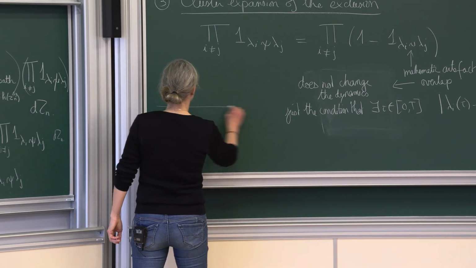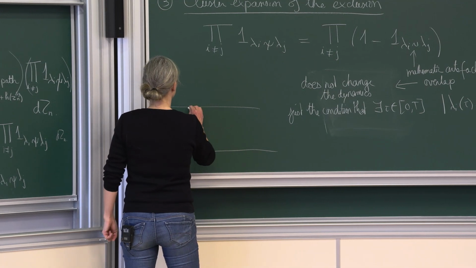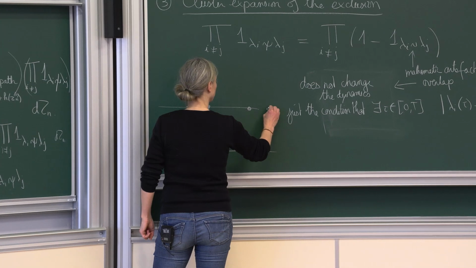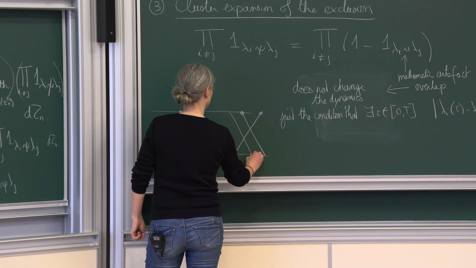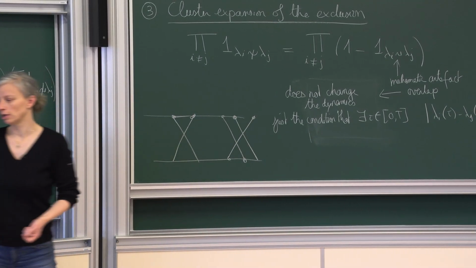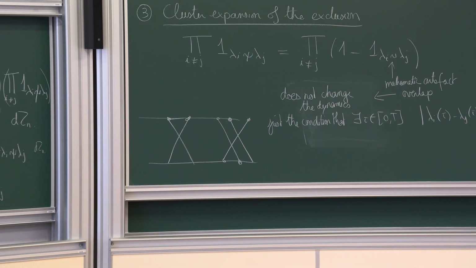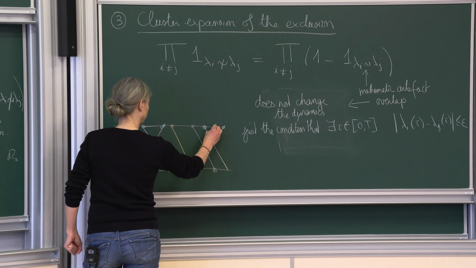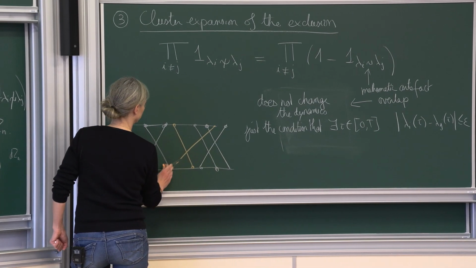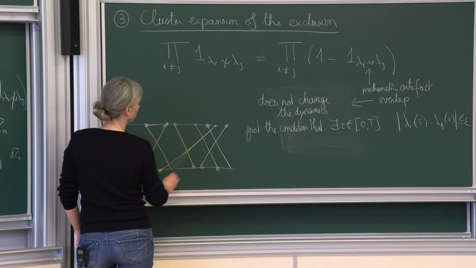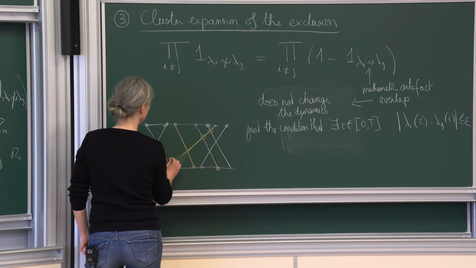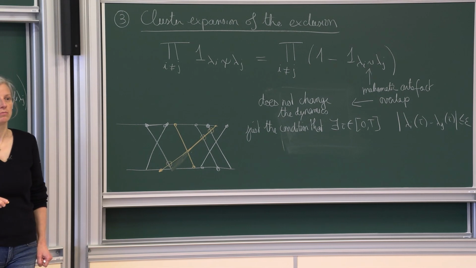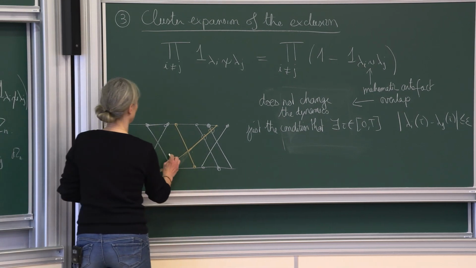Okay, so typically what you would have is something like this. Now you have one cluster like this, one cluster, say, like this, and maybe another one like this. So here you see that you have an overlap here, an overlap here, an overlap here. But these overlaps will not change the dynamics. Okay? So these are overlaps.